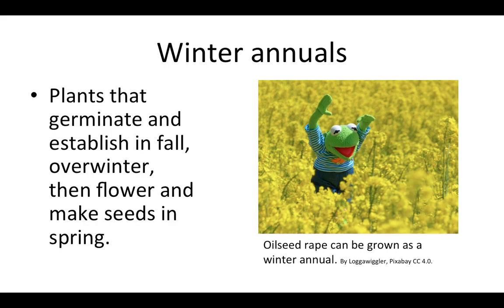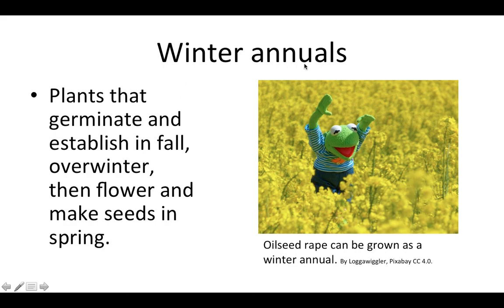There are some plants called winter annuals, and you can see Kermit is a big fan of winter annuals, especially when they have pretty flowers. This is oilseed rape in the picture. Oilseed rape is the plant that gives us canola oil, which is a major crop in particularly Canada and Europe, and it is used for cooking.